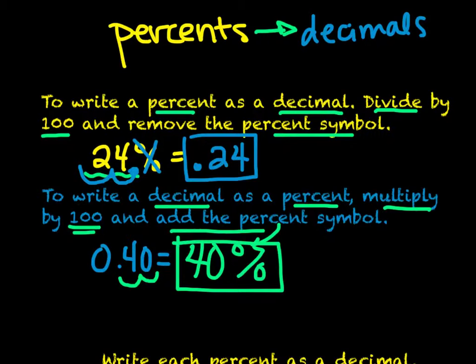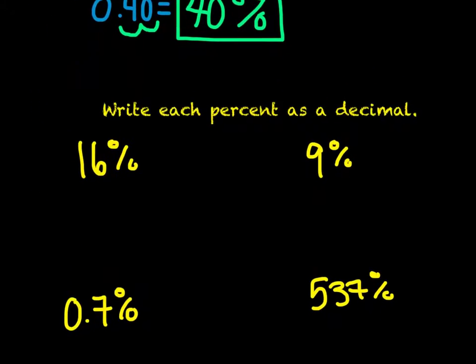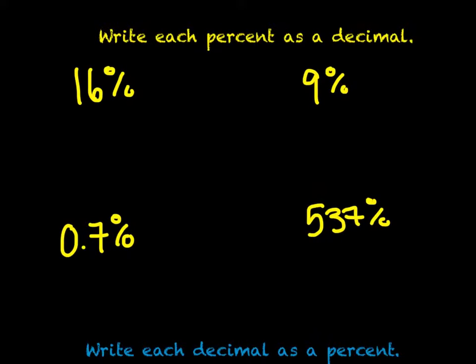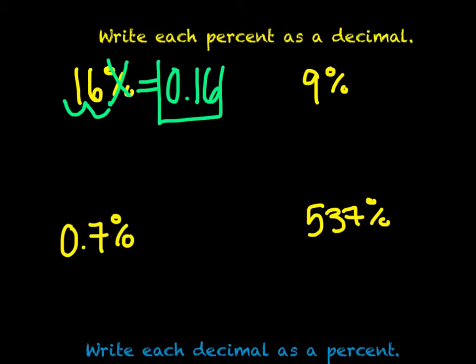So let's play around with this concept and do a couple of problems. We need to write each percent as a decimal. 16%, we can see that our decimal point is right behind the 16. Otherwise, we wouldn't be able to say it as 16. We would say like 1.6 or something like that. Either way, it's 16%, and we can write that as 0.16. And we're dropping that percent symbol. So 0.16 is equal to 16%.